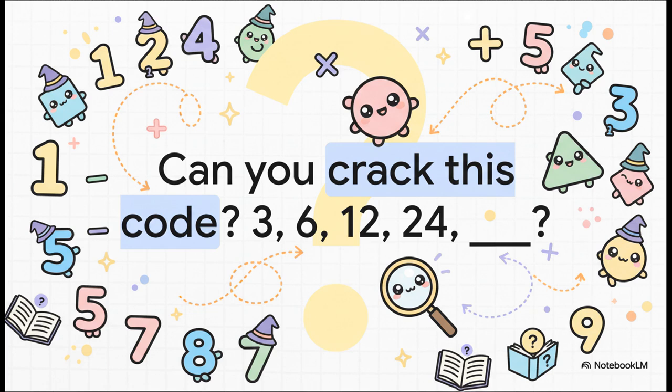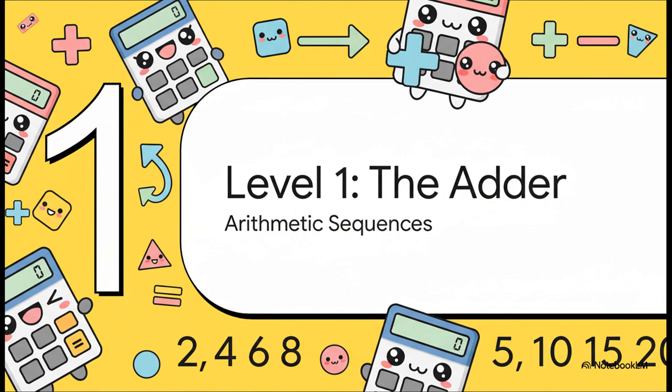You ready to begin? Our quest starts right here, at level 1, the adder. This is where we'll master the most fundamental type of pattern, the arithmetic sequence. This is really the foundation for everything else that follows, so let's get this skill unlocked.